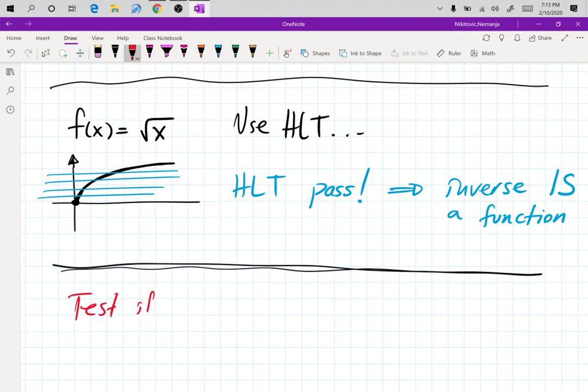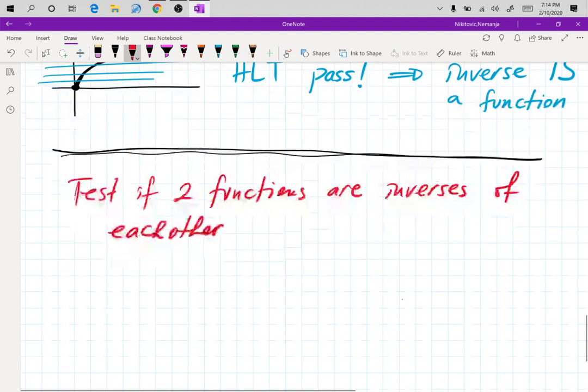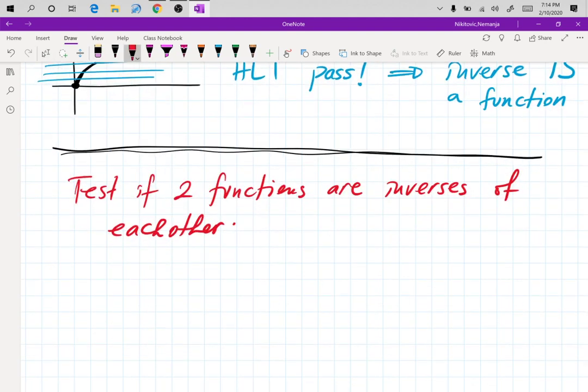So, test if two functions are inverses of each other. Where do you start? Well, first you have to learn the test. And the test says this.